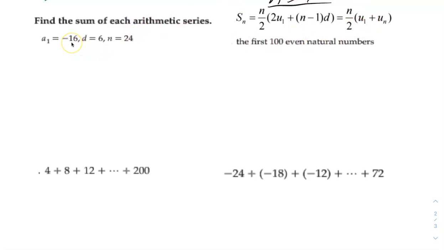u1 is negative 16, perfect. For un, a lot of people put 24 again. It's not. That's a term number. You have to figure out what un is to use this equation. Sometimes you have it, sometimes you don't. Now, you can find it pretty easily. You use the formula.